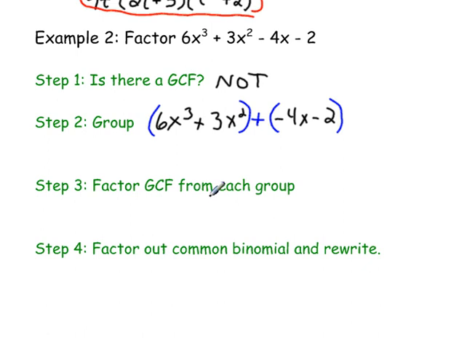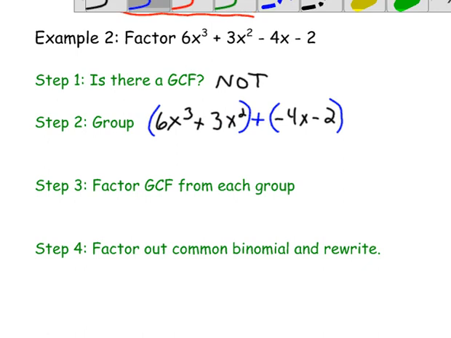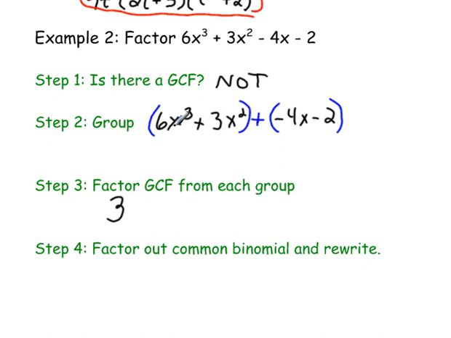Next thing is factor the greatest common factor from each group. What's the greatest common factor between the 6 and the 3? It's going to be 3. And x cubed and x squared is x squared. And what's left over? 3x squared factored out of 6x cubed leaves me with 2x. And 3x squared factored out of 3x squared is 1.